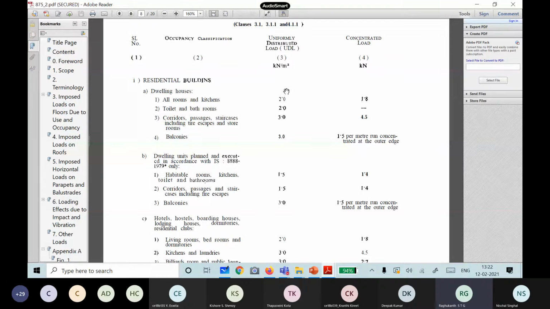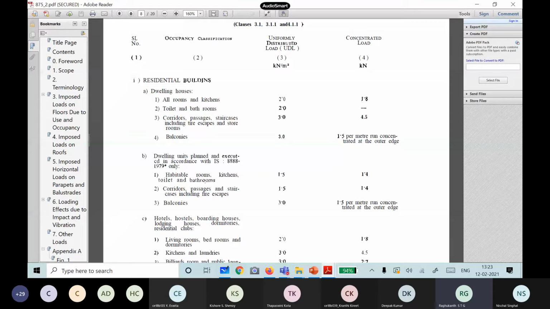Okay, so the live, that is the imposed load, is 2 kilonewton per meter square. Now our code here, IS 875, says that in design you have to apply this imposed load as a uniformly distributed load and calculate the stresses and other things. Then you also model the same load as a concentrated load and apply it at critical positions. Whichever is higher, use that in the design. That is to have more safety.